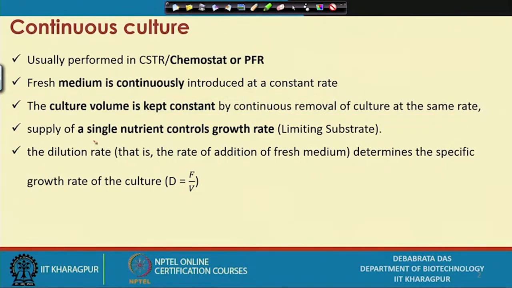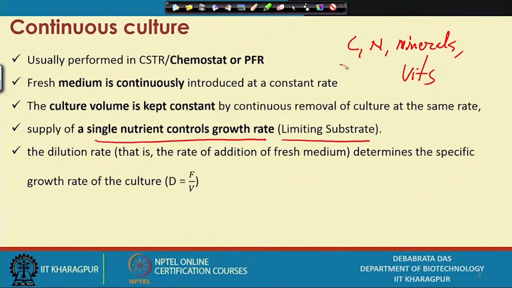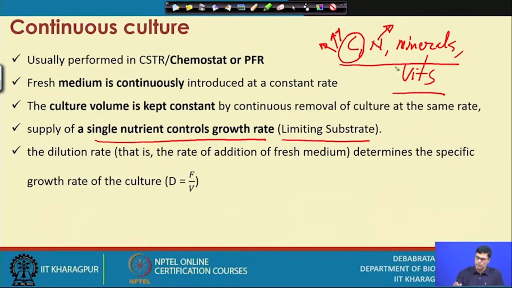Then we have single nutrient controlled growth. Now I told you the media comprises n number of components. We have carbon source, nitrogen source, minerals, and also vitamins. Am I right? So, you know that everything has some contribution to the living system. Carbon has three contributions. It goes for the cell mass formation, it goes for the source of energy, and it goes for the product formation. Nitrogen is mostly used for the growth of the cell. Minerals and vitamins mostly contribute as cofactors for the enzymes involved in the metabolic pathway.